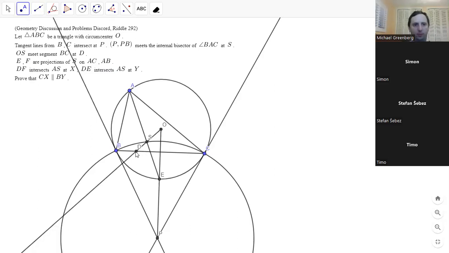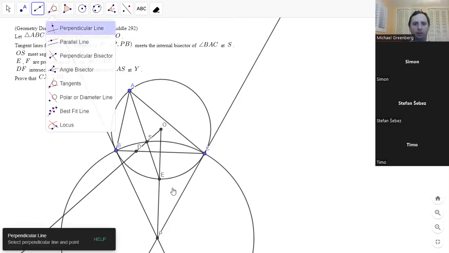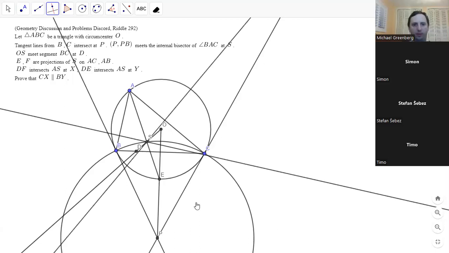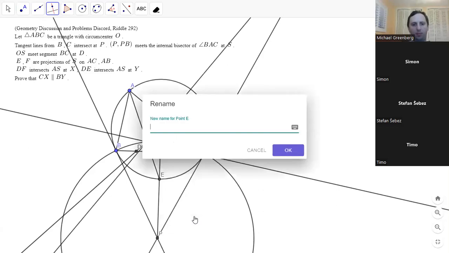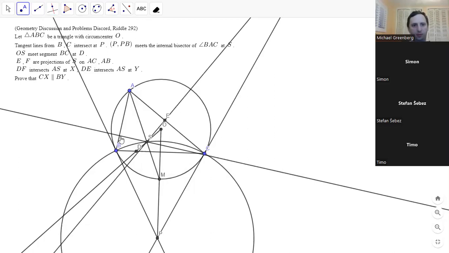And E and F are the projections of S onto AC and AB. So S is on the angle bisector, which means we would have a cyclic quadrilateral. I'll rename this M, and this will be E and F. Then DF intersects AS at X. So we want to see where DF and DE intersect the angle bisector. Okay.